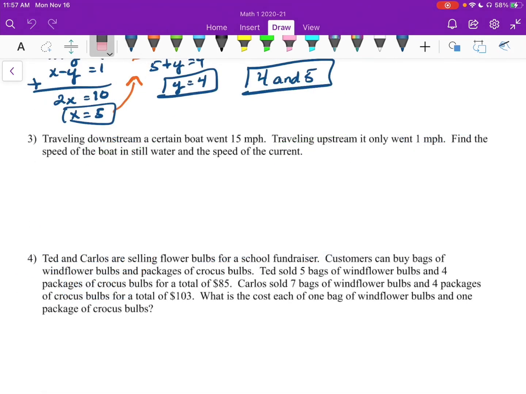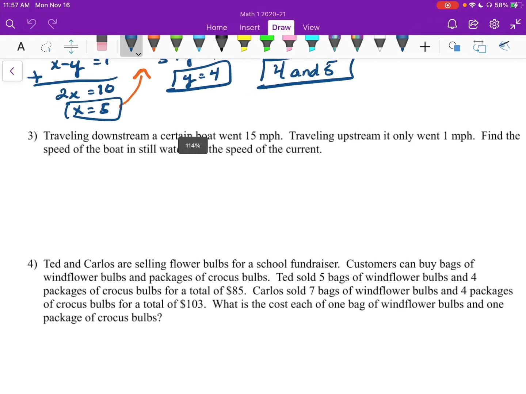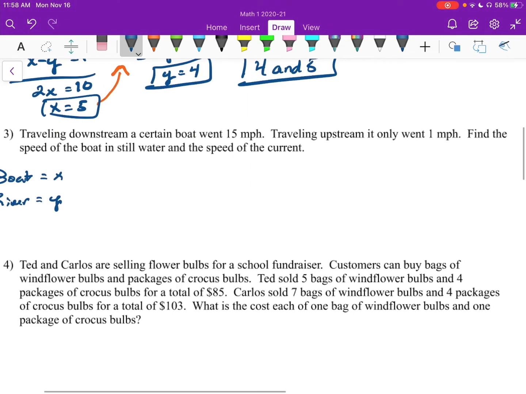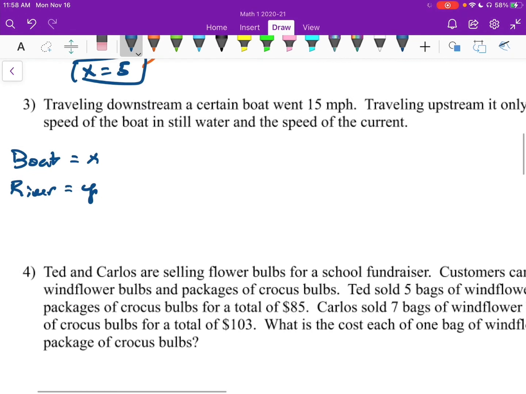All right, number 3, traveling downstream, a certain boat went 15 miles per hour. Traveling upstream, it only went 1 mile per hour. Find the speed of the boat in still water and the speed of the current. So for starters, we need our variables. We'll have the speed of the boat. We'll have that equal x, and the river, we'll call that y. Is it a river or is it just a current? It's a stream. We'll call it a river.